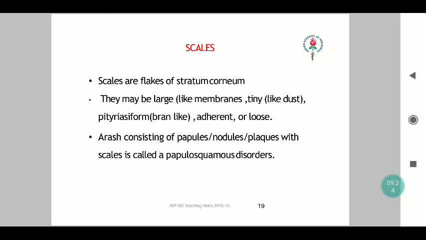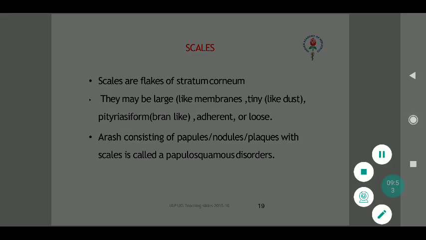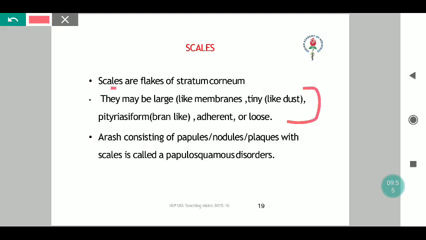Now, coming to scales, scales are nothing but the flakes of the stratum corneum. They are large, membrane-like, minuscule or tiny, that is dust-like. They can also be described as bran-like, as pityriasiform, adherent or loose. So to describe scales, we can use any of these adjectives depending on the nature of the lesion. And generally, a rash that contains papules or nodules or plaques with scales collectively can be called a papulosquamous disorder.